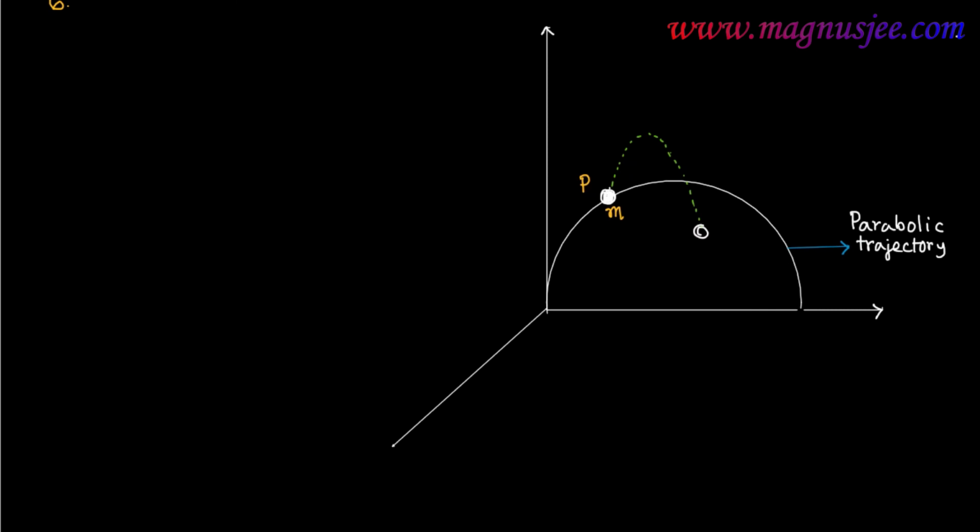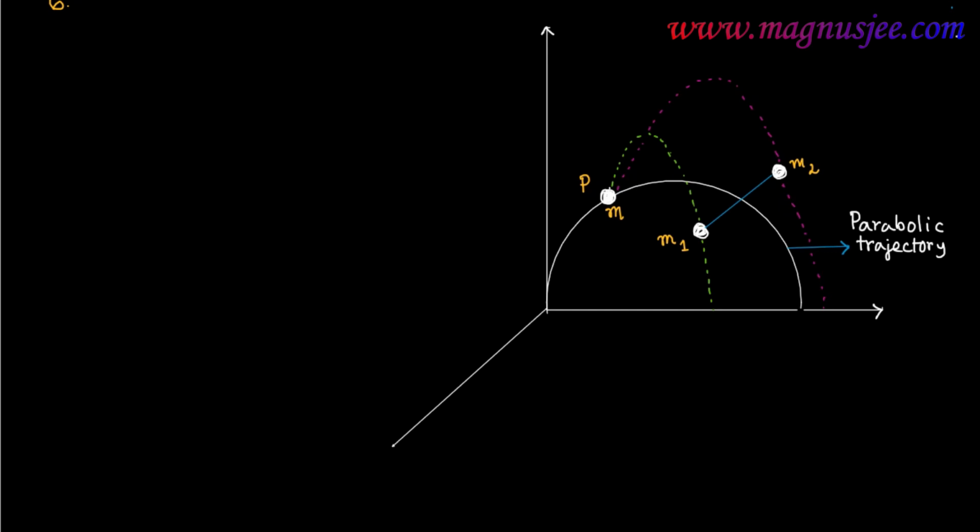The first fragment will describe this type of parabolic trajectory. This is the parabolic path described by the first fragment of mass m1, and we have another fragment of mass m2, which will move along this parabolic path. This is the second fragment of mass m2, which will again describe a parabolic trajectory.